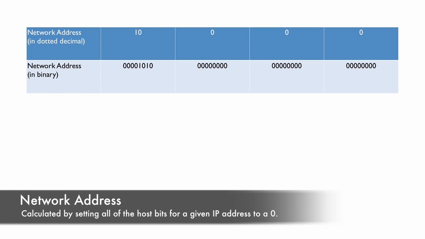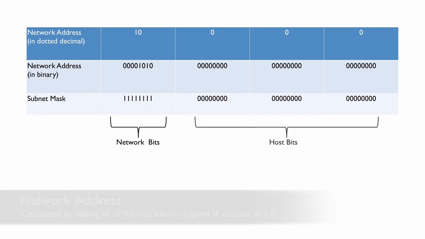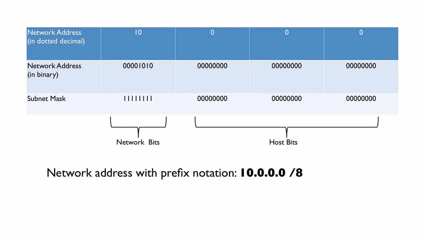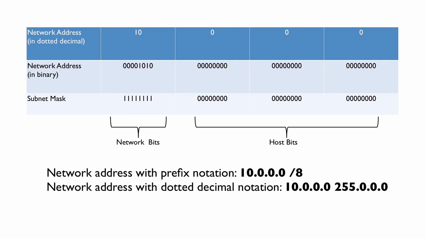If we set all the host bits to a 0, and the host bits, remember, those were determined by the subnet mask. We said the first 8 bits were network bits, the remaining 24 bits were host bits. To come up with the network address, the address of the wire, we set the host bits to 0, and that gives us, in this case, a network address, which we could write in prefix notation as 10.0.0.0/8, or we could write it in dotted decimal notation as 10.0.0.0 with a subnet mask of 255.0.0.0.